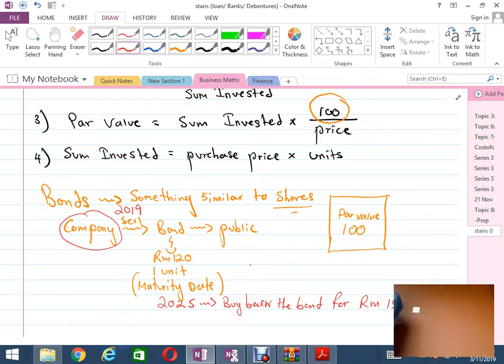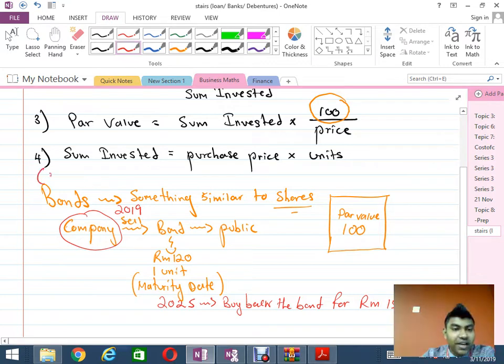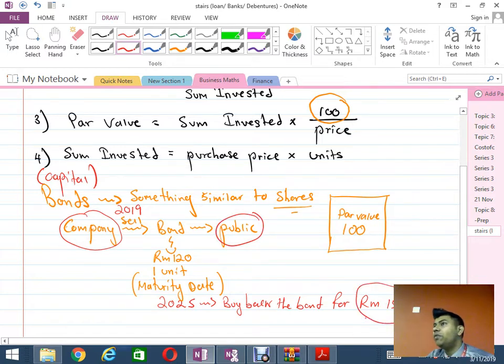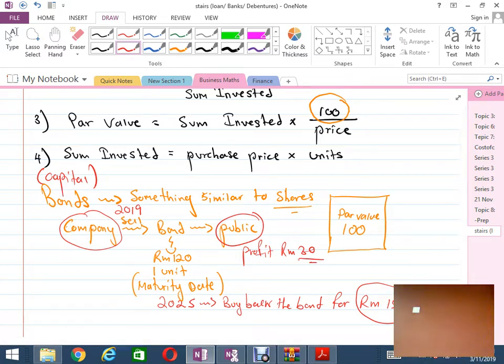Now it's a basic here. There are so many other types of capital you can collect. Bond is another one. So, why do you sell bonds? For capital purposes. Remember. For capital. So what's the benefit for the public? When the company buys back the bond for 150, how much is the profit? 30 lo. For 1 unit, you get 30. That's it. Okay. So bond, in other words, what is maturity date?